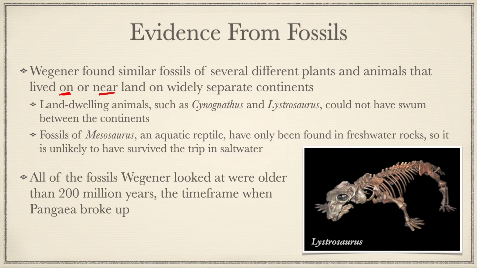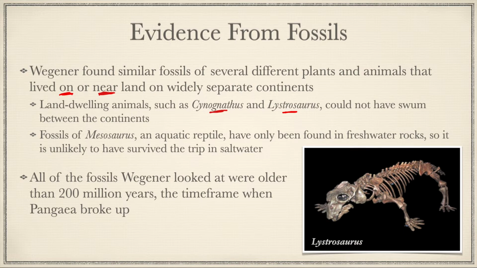And even if one or two could possibly somehow make that journey, there wouldn't be enough of a population that could swim across the ocean to, say, form a new population. So this indicates, since we're talking about land animals, land plants, etc., that these had to have been connected at some point in time. The land had to be connected at some point in time. So land-dwelling animals such as Cynognathus and Lystrosaurus could not have swum between the continents.